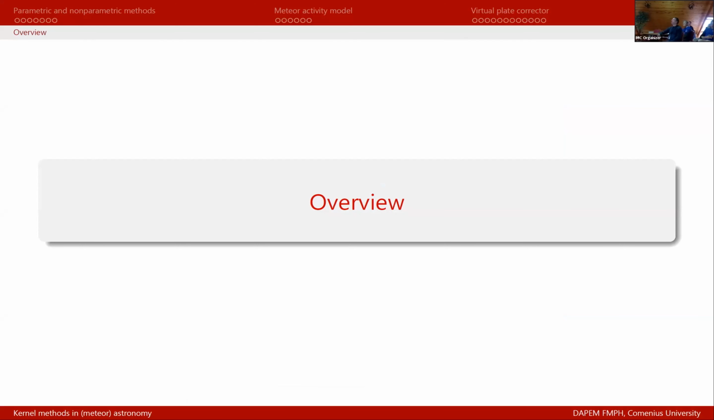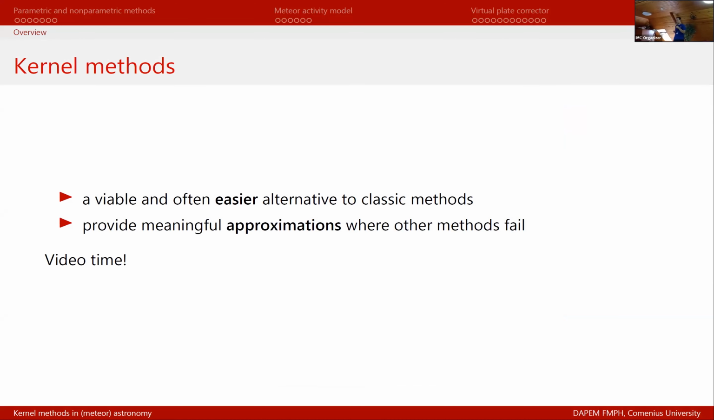Initially, I had a slide with the Zernike expansion of this, but just last evening, I realized it was not entirely correct, so I left it out. So I skipped straight to the overview, but I hope I will be able to produce a correct one during the conference. So to summarize, I found kernel methods to be a viable and often much easier alternative to classic methods, also much more precise. And I find that it's much easier to provide approximations where a simple extrapolation would almost certainly fail.